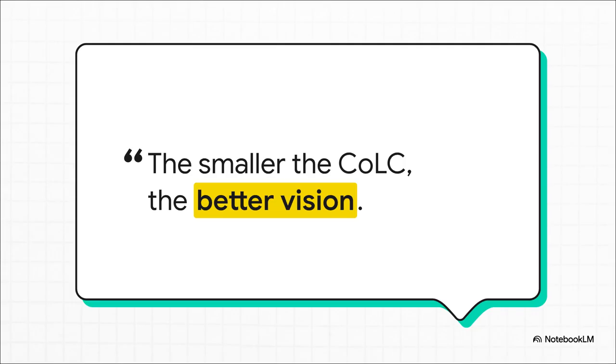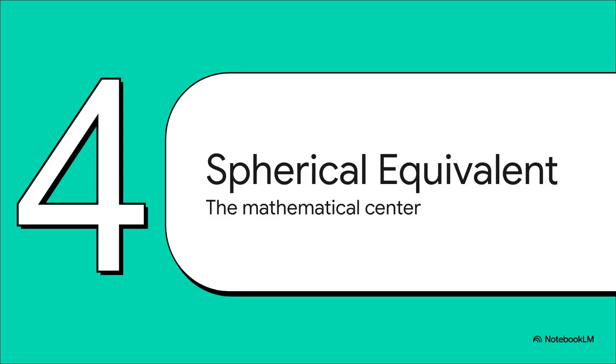But listen closely to the phrasing. It's the least confusion. It's still a circle, not a true pinpoint of light. Which means vision here is better, sure, but fundamentally, it's still suboptimal. Section 4. Calculating spherical equivalent.